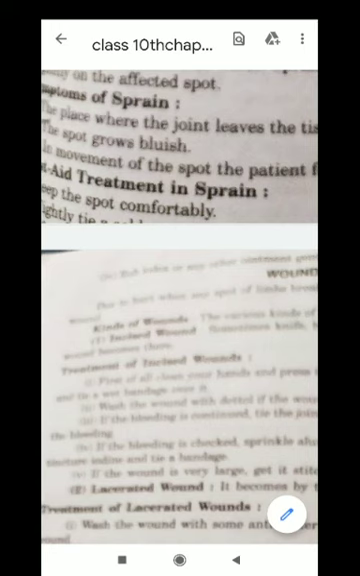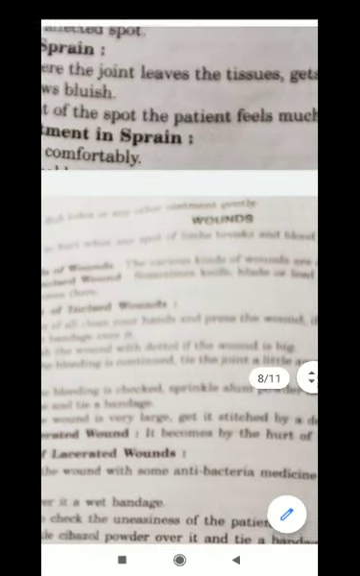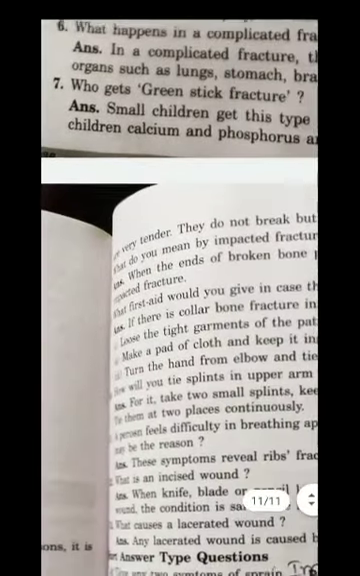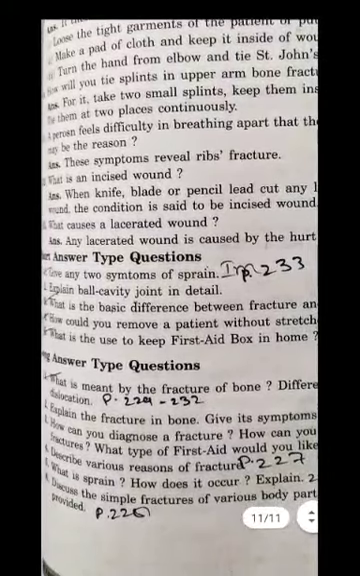I think you understand your chapter. Now I will tell you your exercises. Fill in the blanks. You are given options. Check the correct answer. Select the correct answer. Very short answer questions are given here. And short answer type questions. Question number 1.